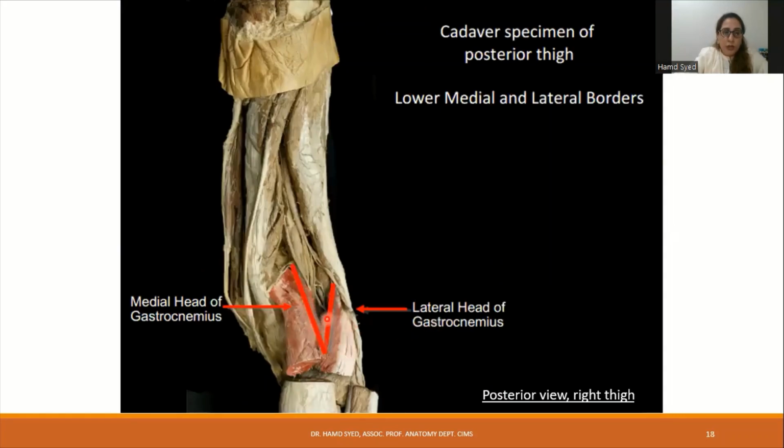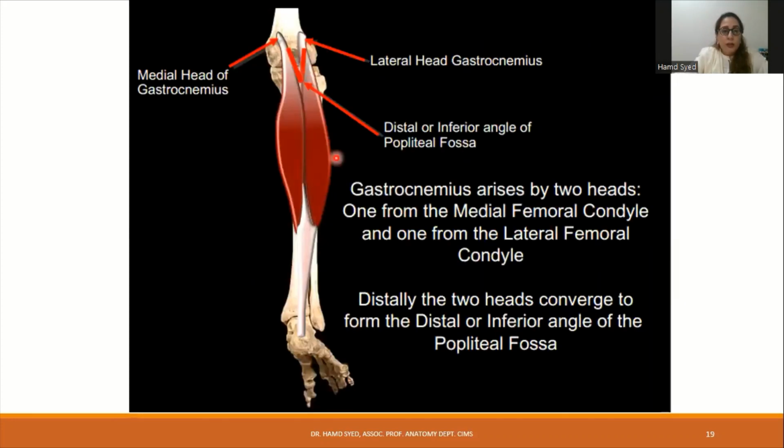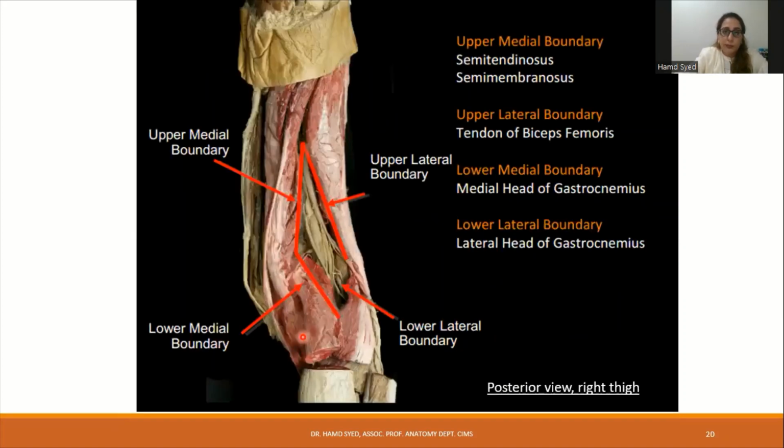Where the medial and lateral heads of gastrocnemius meet in the midline, this forms the distal, or inferior, angle of the popliteal fossa. Let's look at this muscle as a whole, the gastrocnemius. These are its medial and lateral heads forming the lower boundaries of the popliteal fossa, and the fleshy bellies of this muscle unite and form this strong tendon which is known as the tendocalcaneus, as it is inserted into the calcaneum bone of the heel.